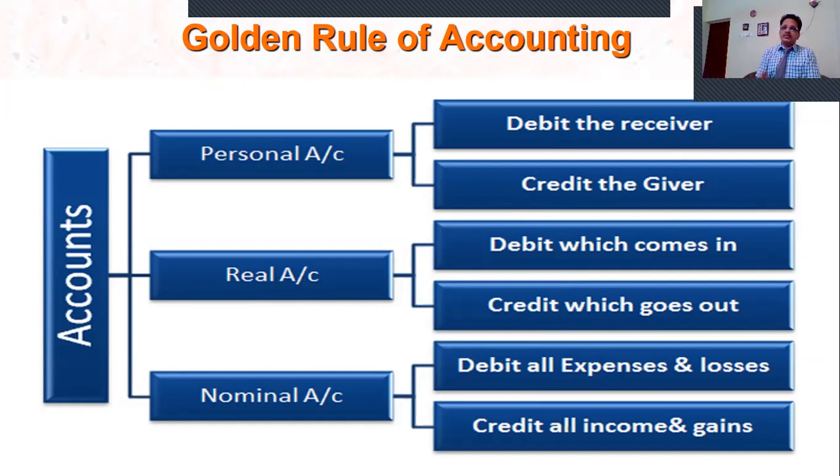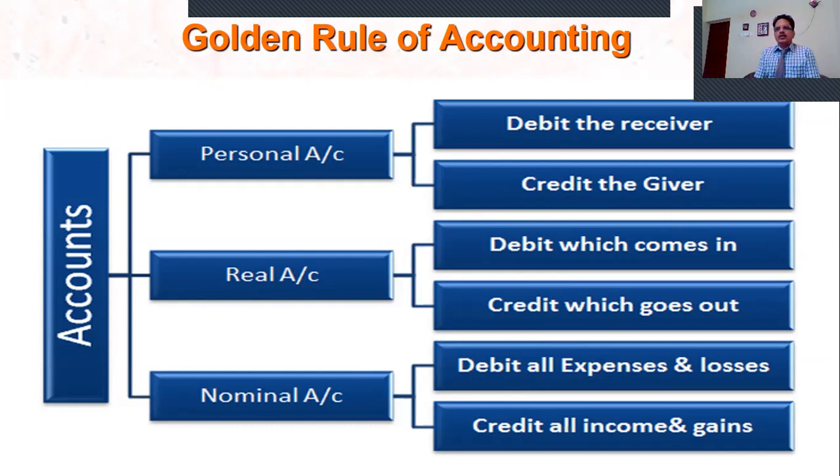The nominal account is the account of expenses, losses, incomes, and gains. We discussed already the different types of expenses, losses, incomes, and gains. So we divide the accounts into 3 groups according to the traditional approach. Personal accounts are the accounts of persons, companies, banks, or any other institutions. Real accounts are the accounts of assets and properties. Nominal accounts are the accounts of expenses, losses, incomes, and gains.